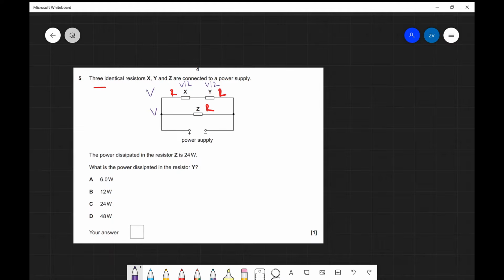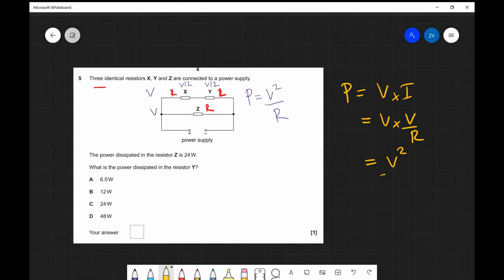Now, how does power depend on voltage and resistance? There's an equation in your formula sheet which says that P is V squared over R. Additionally, you could quite quickly derive this. If you can't quite remember this, you should remember that P is equal to V times I, and because I is equal to V over R, this turns into V times V over R, which is equal to V squared over R. So this is where this equation comes from, if you have forgotten.